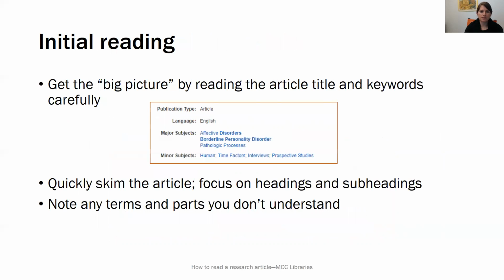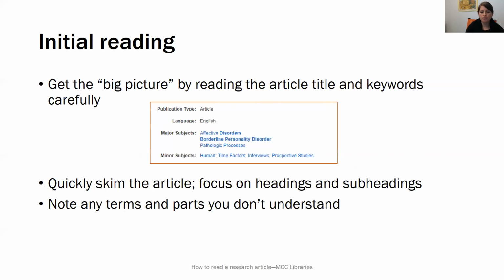So now we are ready to get into the meat of the article. You can always get a quick idea of what it's about by looking at the major subjects. So, for example, if I was writing a paper on anxiety disorders, this article is about borderline personality disorder, probably would not help me. So I could skip it over. But if I am writing about borderline personality disorder, seeing this in the major subject area would tell me that there's probably something in here I can use for my paper.